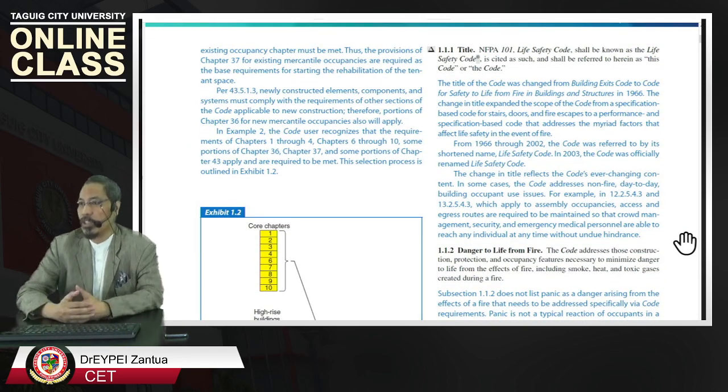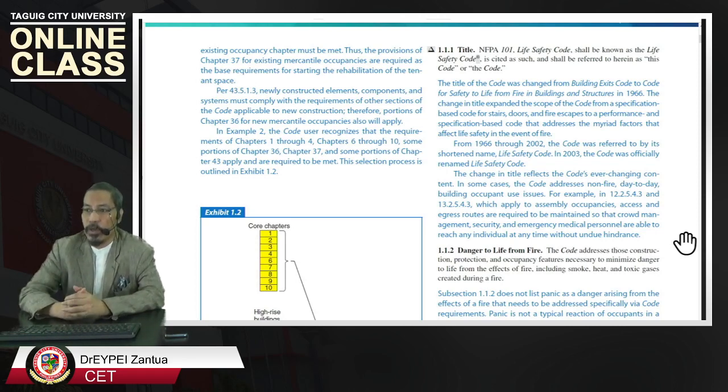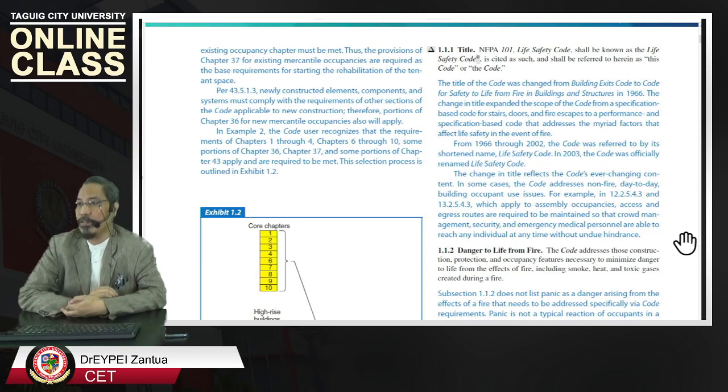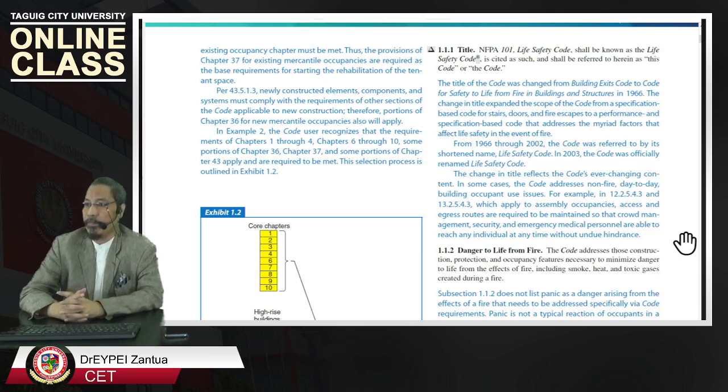Some historical background. The title of the code was changed from Building Exit Code to Code for Safety for Life from Fire in Building and Structure in 1966. As of 1966, the change in title expanded the scope of the code from a specification-based code for stairs, doors, and fire escapes to performance and specification-based code. So it includes performance. What is performance? Chapter 5. Okay? And addresses the myriad factors that affect life safety in the event of fire. Okay? From 1966 to 2002, the code was referred to by its shortened name, Life Safety Code. And from then on, the code was officially renamed Life Safety Code.